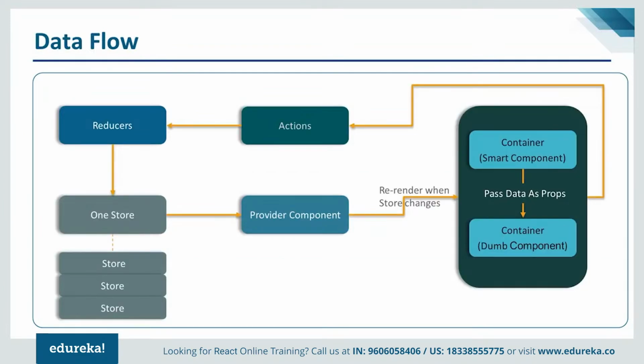This is the flow diagram of the Redux application. This application has all the components which we discussed just now: the actions, the provider components. Then there are two types of components, the smart components and the dumb components. The smart components are sending data to the dumb components. And then we have one store. Then we have reducers. So this is how data flows in Redux.